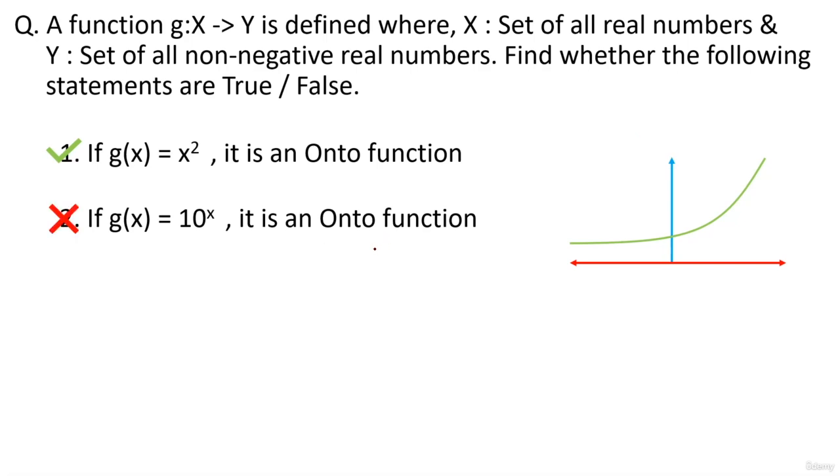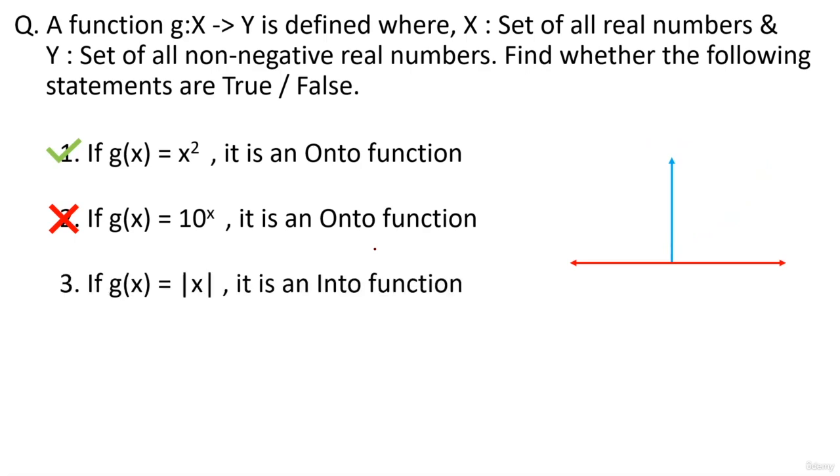All right. Now let's go on to the next part, guys. The next question says that g of x is equal to mod x. It is an into function. Again, for mod x also, your range will be 0 to infinity. If you observe, the least value here will be 0, and slowly it will increase and go to infinity, right? And your codomain also you have assumed here as 0 to infinity, isn't it? So yes, the range is equal to the codomain. In this case, it's an onto function. The question says into, so false.